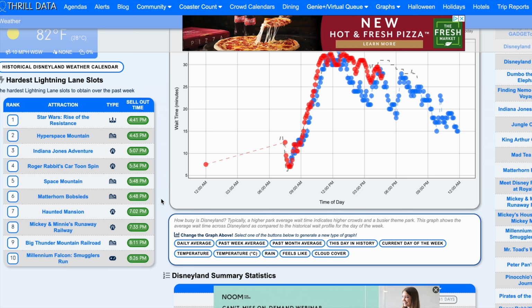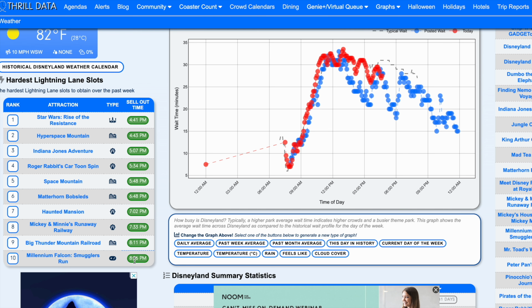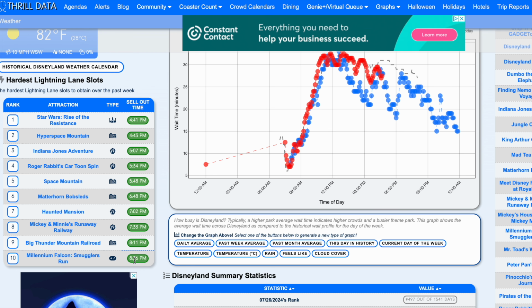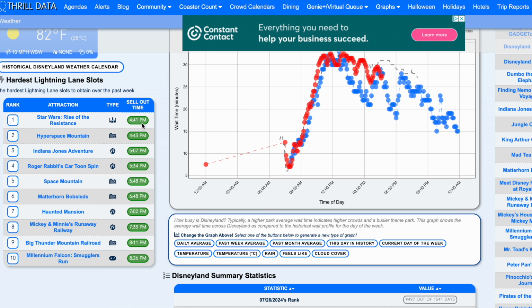So this is really helpful for me because I am used to these running out, but I never know which ones are the harder ones to get at Disneyland because I'm used to Disney World. So as we can see here, these are the ones I should prioritize getting first. However, a big difference, and I've heard this and I'm seeing this here on the right-hand side with the sellout time, is that I don't need to really worry about these running out super early in the day. I mean, for the earliest for one of these to run out is at 4:41 p.m.